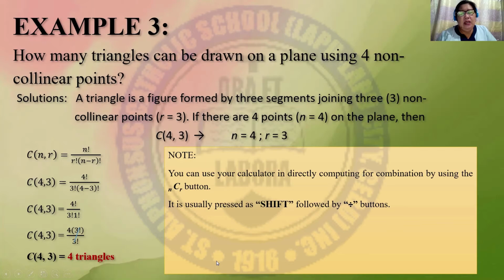Take note, you can use your calculator in directly computing combinations using the nCr button. It is usually pressed as shift followed by the division button. So for example, 4C3 can be calculated by pressing 4, then shift, then the division symbol. Above the division symbol, you can see the nCr. Then press 3 and then equals. And it will give you the answer, which is 4.